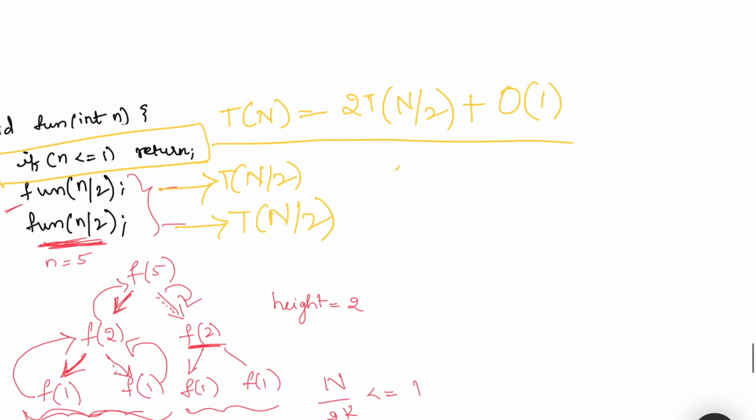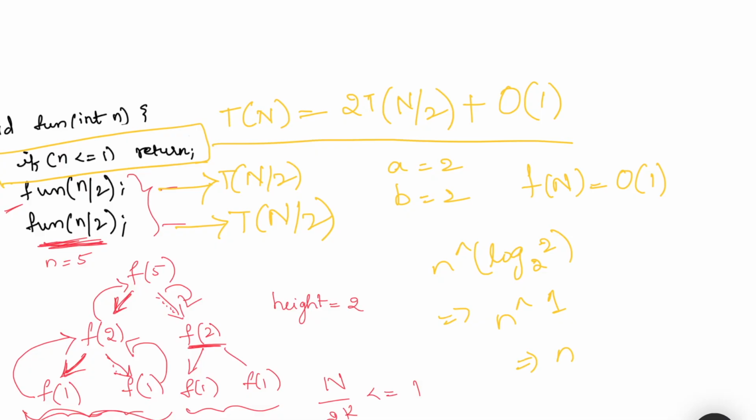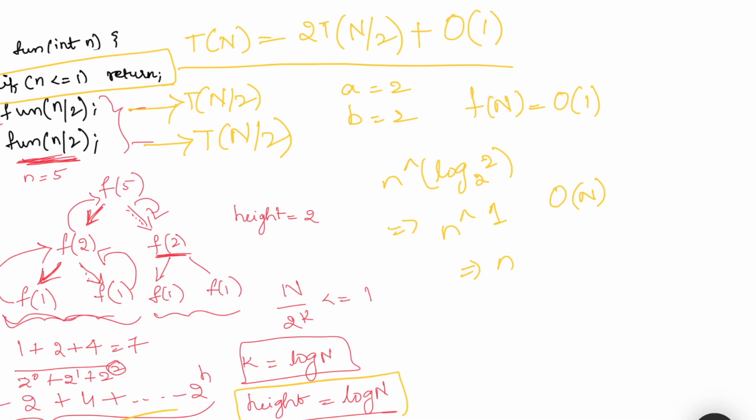Now here, if you compare, a equals 2, b equals 2, and f(n) is O(1). So n^(log_b a), which is log 2 to the base 2, becomes n^1, since log n to the base n is always 1. So n^1 is n. This one is O(n) and this one is O(1). Which one is greater among these two is O(n), and hence this is our time complexity. This matches exactly what we solved manually in the previous video.